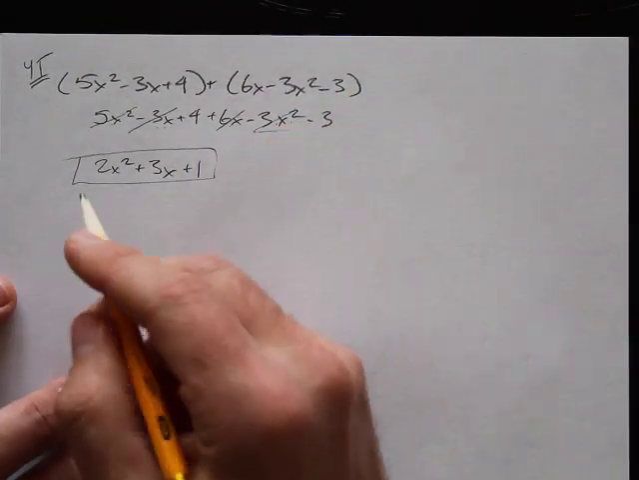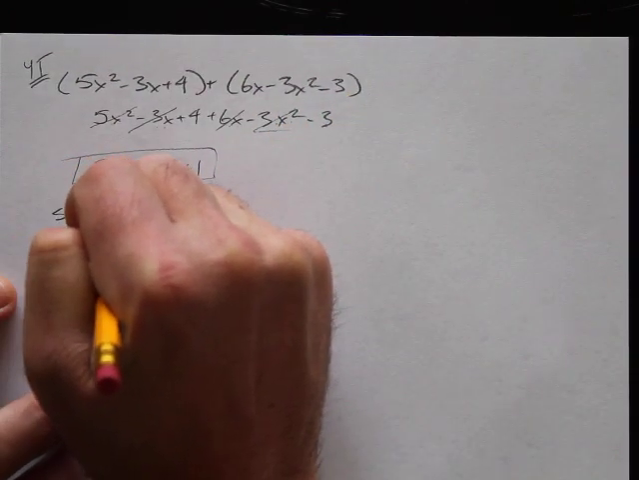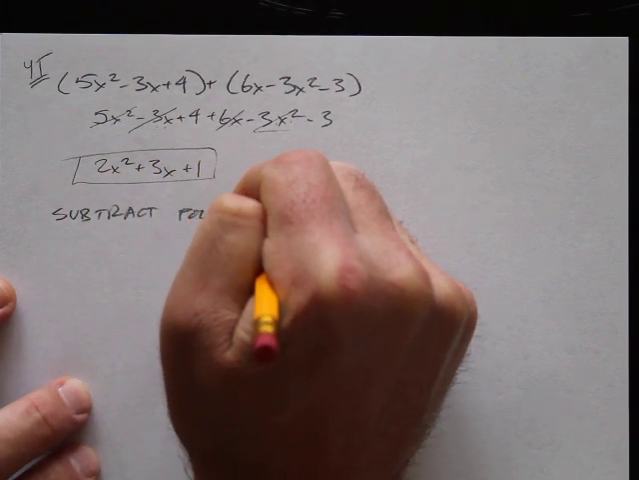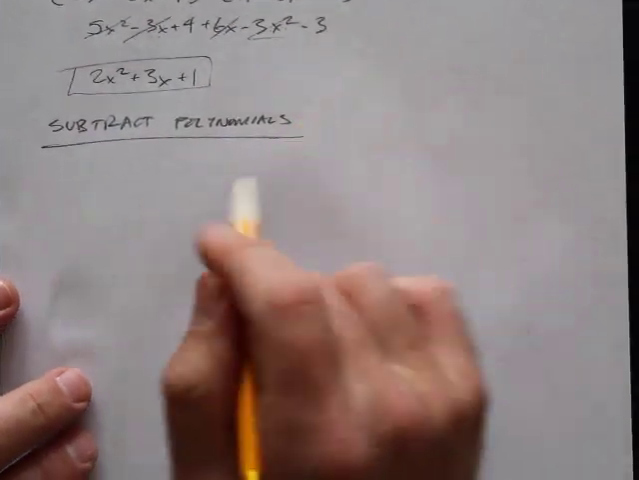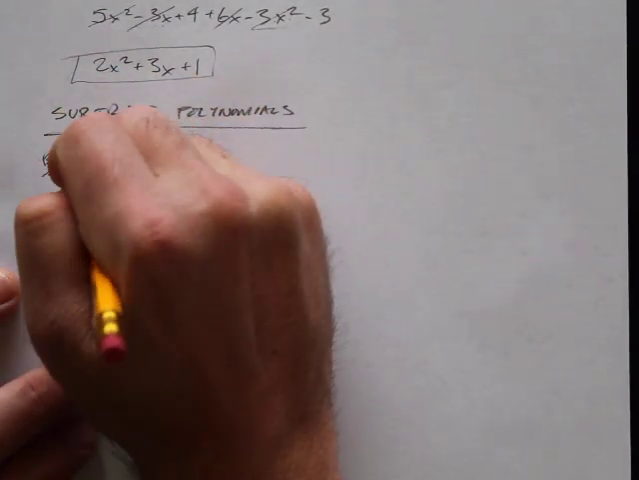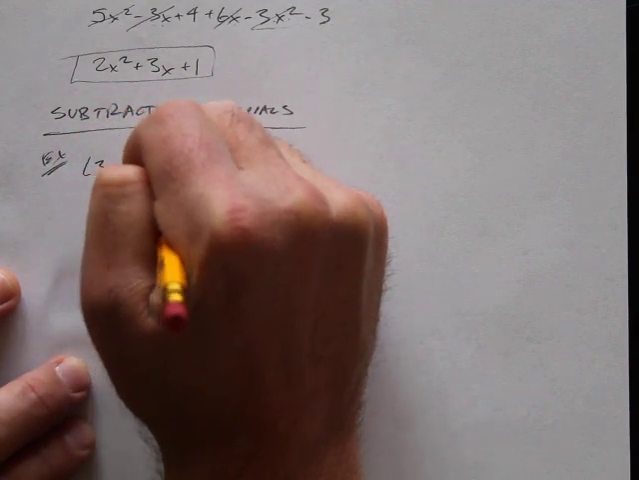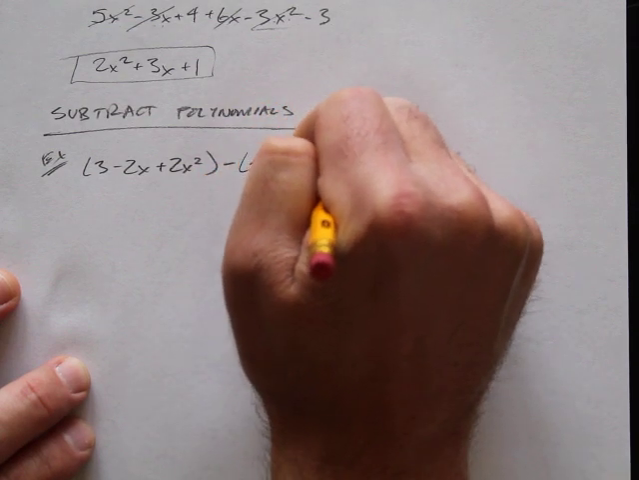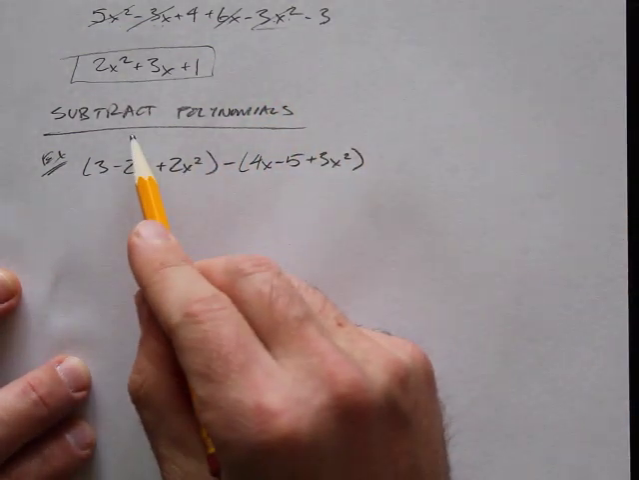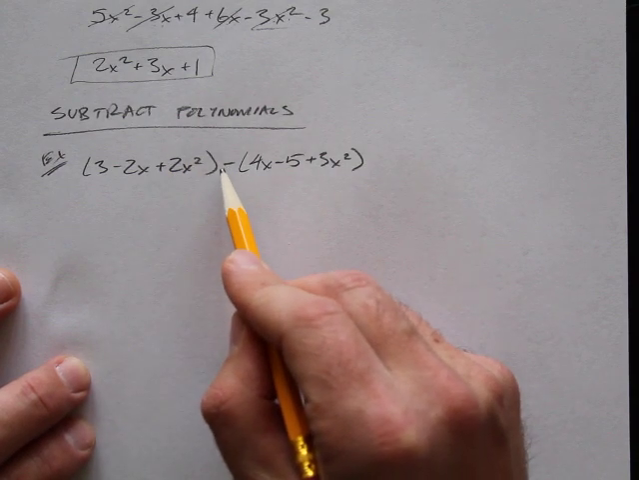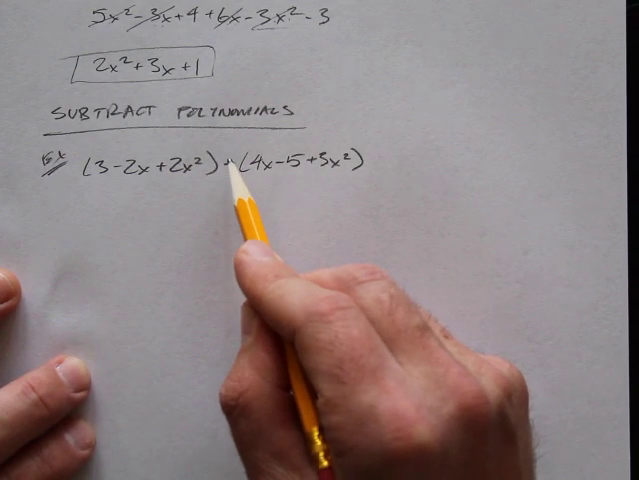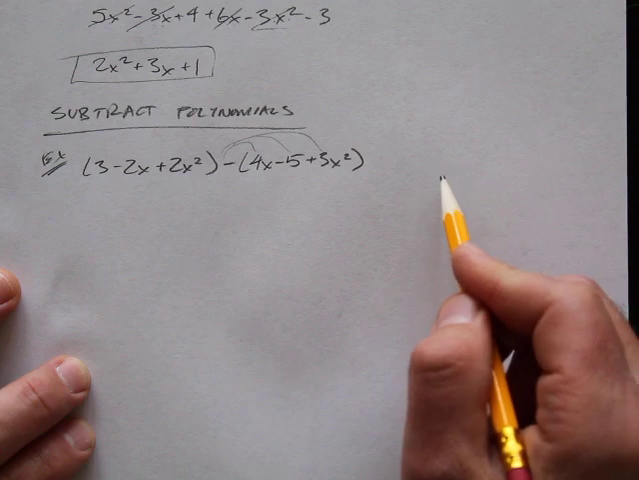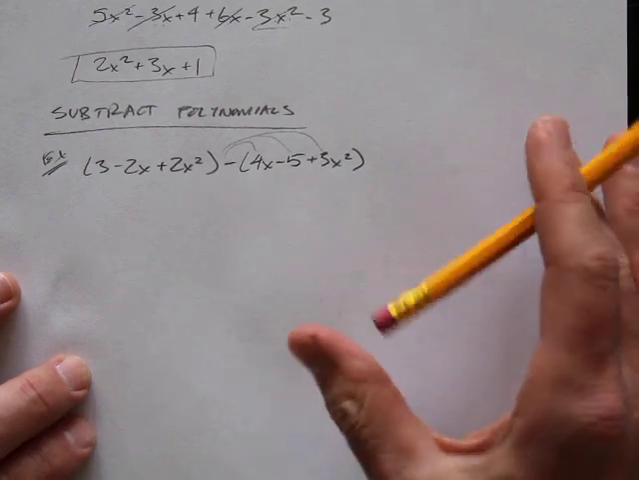All right. 2 more examples, and they are going to be subtracting polynomials. So subtract polynomials. Here's my example. 3 minus 2x plus 2x squared minus 4x minus 5 plus 3x squared. Okay, so now I have a subtraction sign here. I've had addition signs here the whole time. Now I have subtraction. So I can't just ignore my parentheses. I need to distribute this negative in here, and then I can ignore my parentheses once I'm done with that.